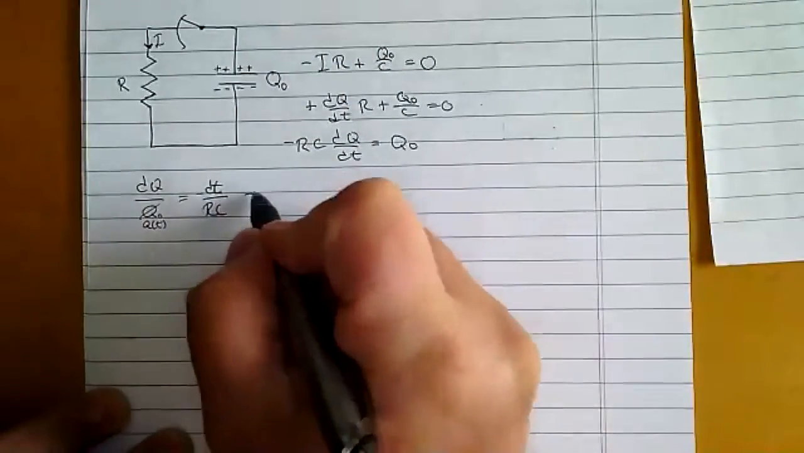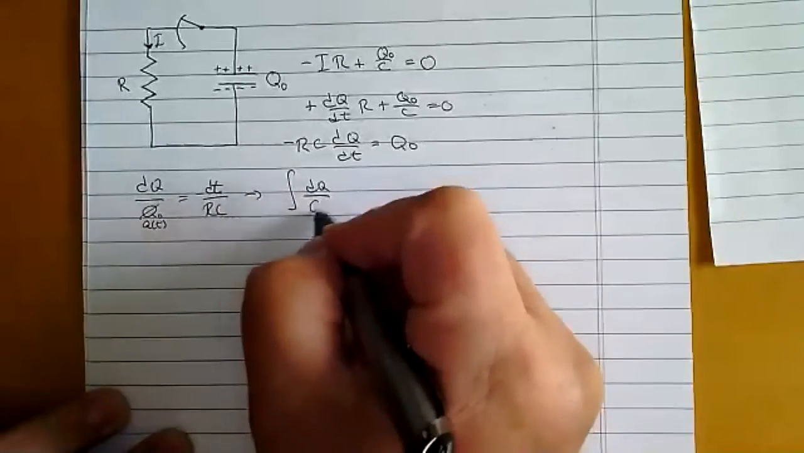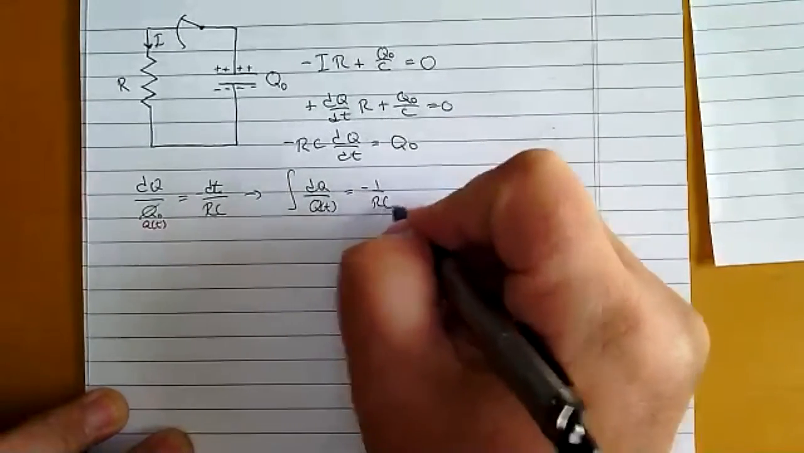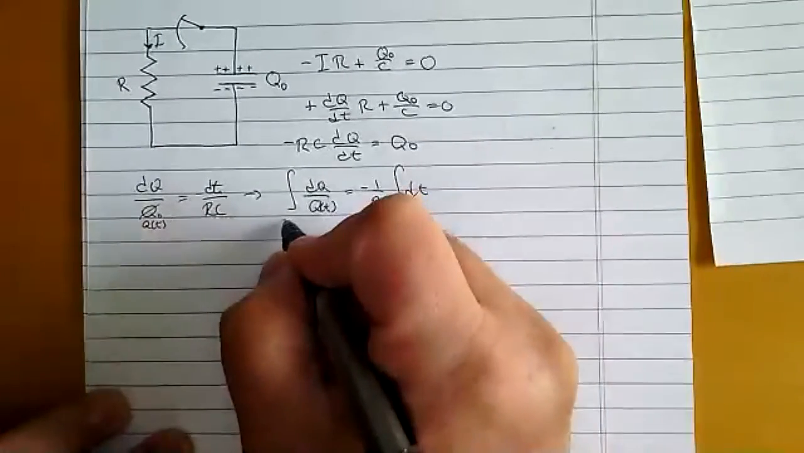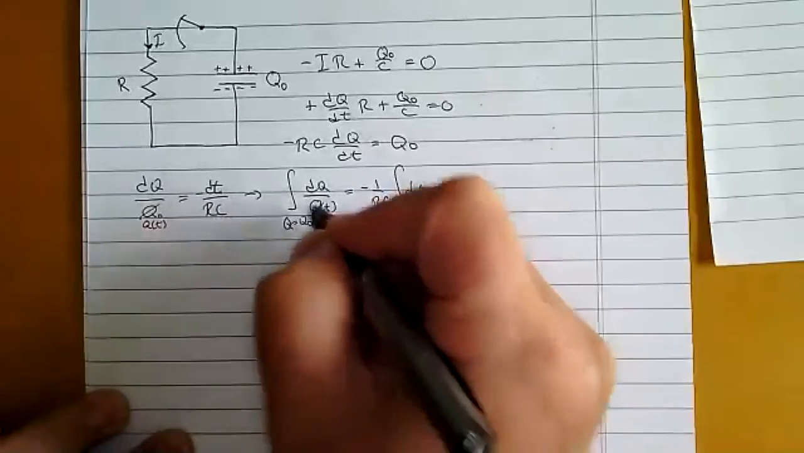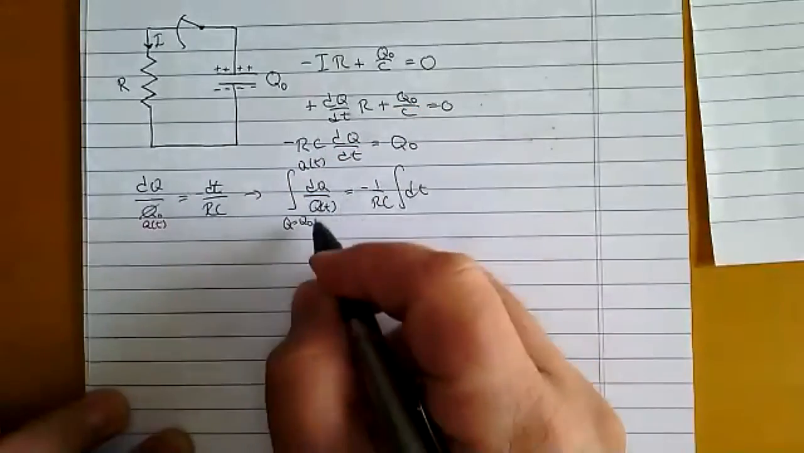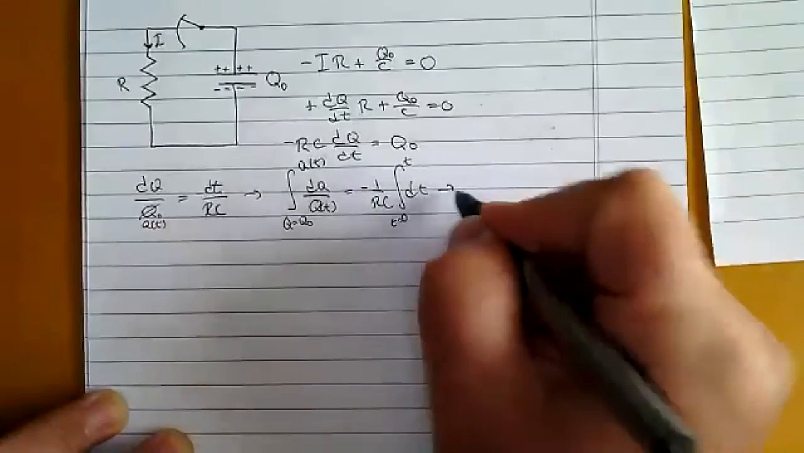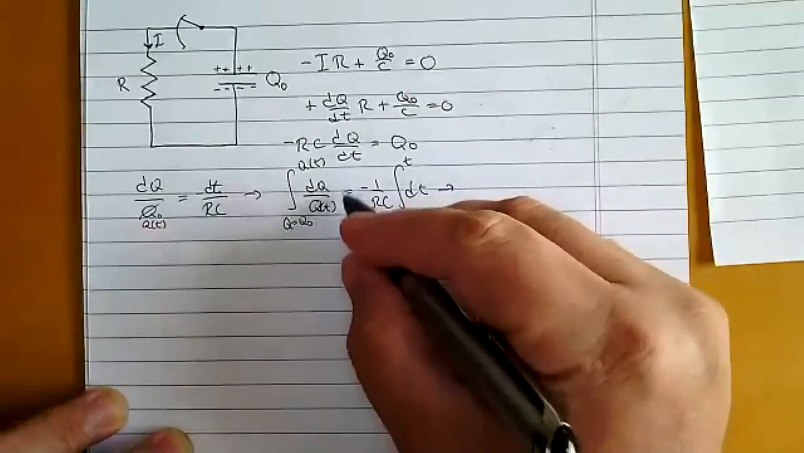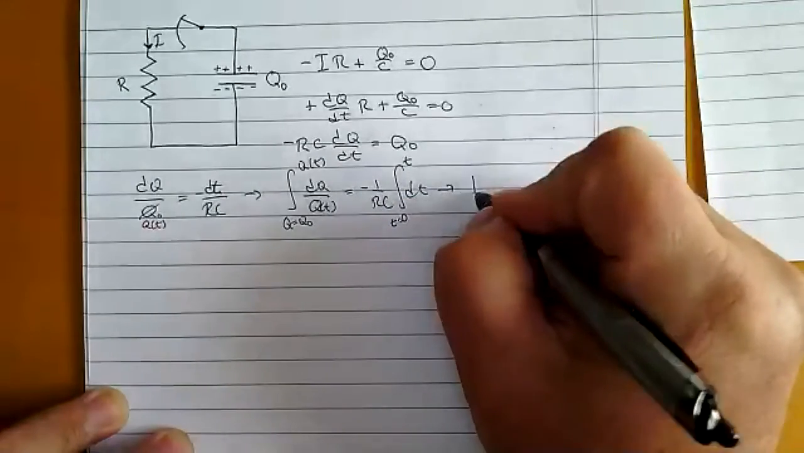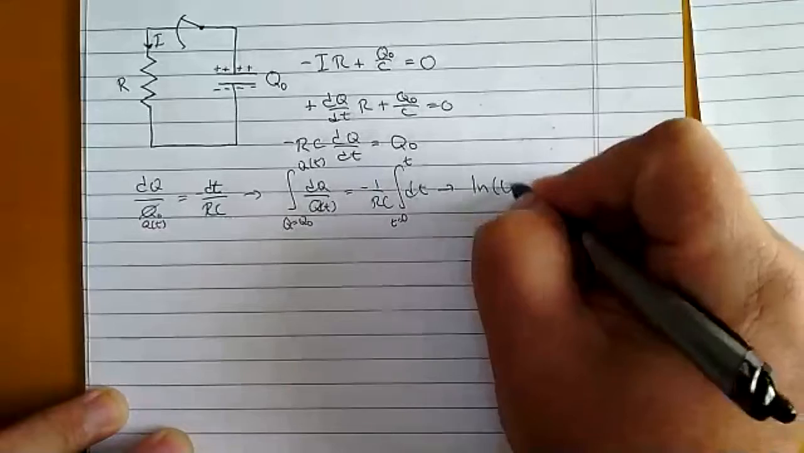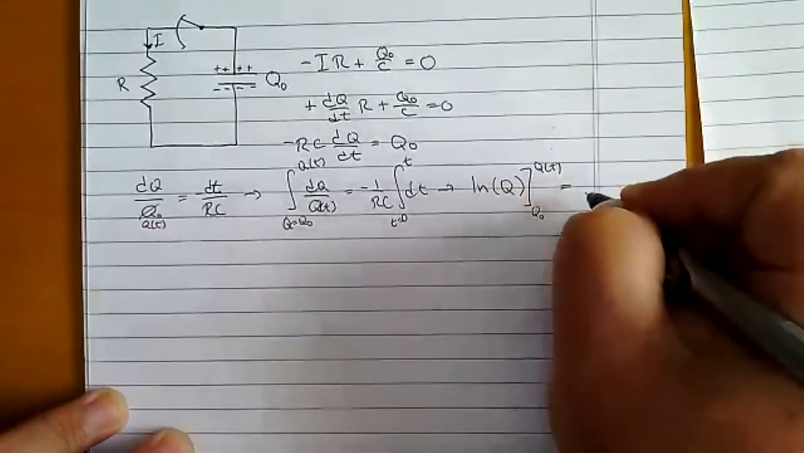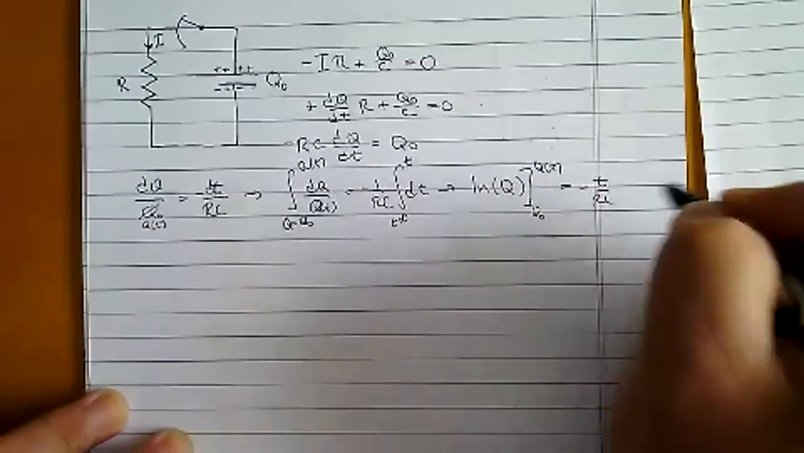So doing that, I now have an integral dQ over Q of t, if you will, is equal to negative 1 over RC times the integral dt. I'm going to integrate this from Q equals Q0 to Q of t anytime later. So that's what I meant by that being a function down there. And that's going to integrate from t equals 0 to t. With that integral process, I think you can see what we're going to get. The integral of dQ over Q is just going to become ln Q. So the natural log of Q, and I'm going to evaluate that from Q0 to Q of t. And that's equal to negative t over RC.